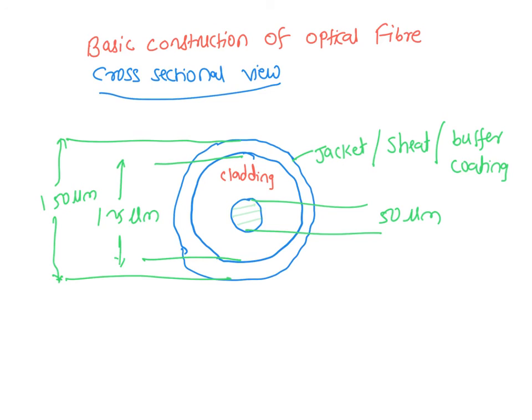Now we can summarize. Light travels through the core. The cladding reduces the scattering loss at the core surface, and it also enhances the mechanical strength of the fiber. The jacket acts as a protective coating, and it also isolates the optical fiber from distortions or roughness of adjacent surfaces. So my dear friends, this is all about the cross-sectional view, or basic construction, of optical fiber.